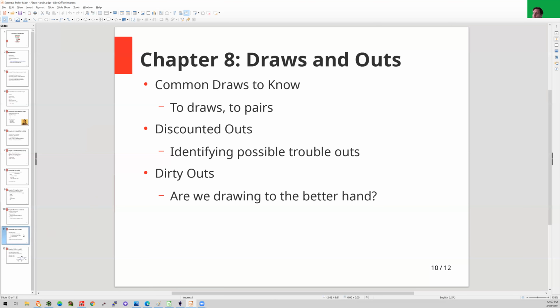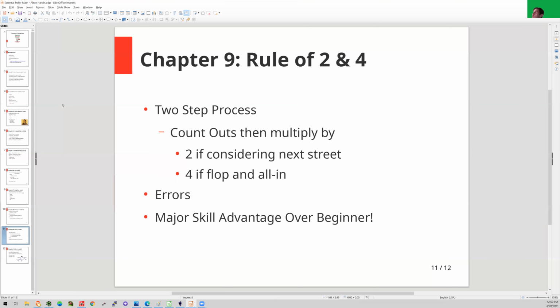So the last two chapters are the rules of 2 and 4, which I wish I could remember what my first book in poker was, but this is another mind-blowing concept at the time, and it was just so simple. But Alton, the author, considers this one of the most important things as a major skill advantage over the beginner, is to quickly count your outs. It's a 2-step process. You count your outs, then you multiply by either 2 or 4, depending on where you're at in the hand. It's a very simple way to calculate your draw equity.